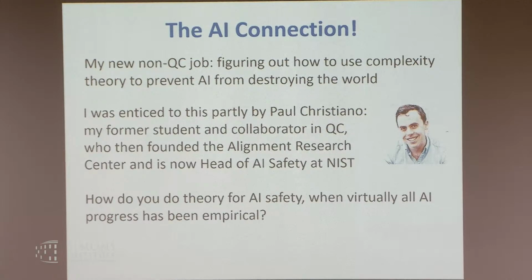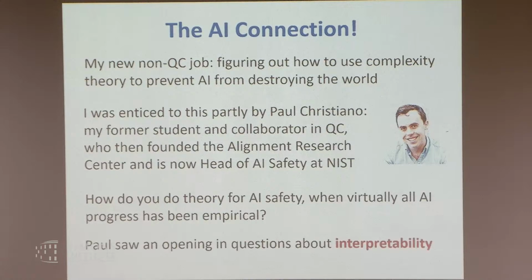Paul and I have both been thinking a lot about how to do theory relevant to AI safety when virtually all progress in AI has been empirical. Paul saw an opening in questions about interpretability of neural nets, that there is something here for complexity theory to say. There might be other places for it, such as cryptography and watermarking, and I've been thinking about those as well. But let me talk a little bit about interpretability.